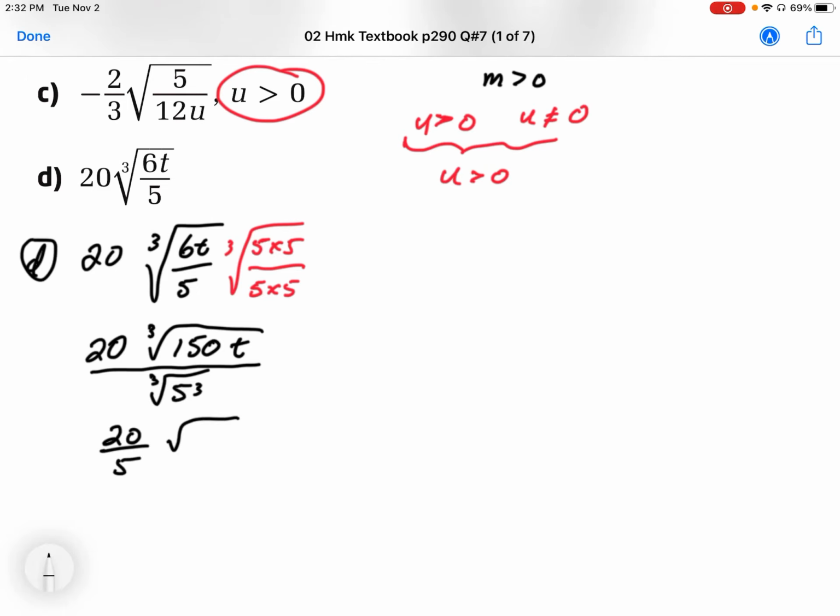5 and the cube root of 150t. So 150t has no perfect cube factors. This simplifies to 4 cube root 150t.